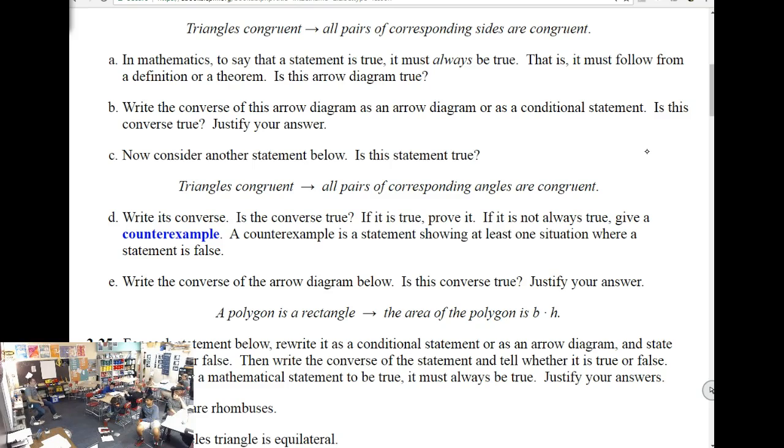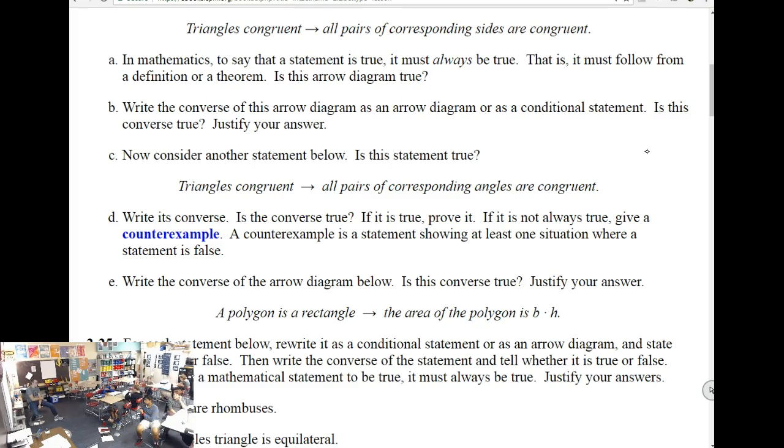If triangles are congruent, all pairs of corresponding angles are congruent. Converse it. Thomas, what's the converse? If in a triangle all pairs of corresponding angles are congruent, the triangles are congruent. Is that true? No, they're just similar, right? They're not congruent. So counterexamples are ways that we disprove this, right?